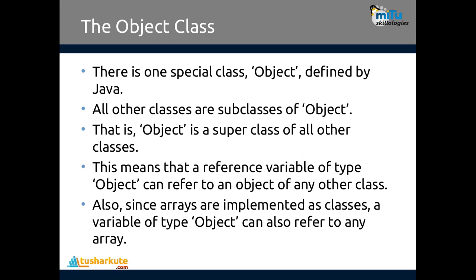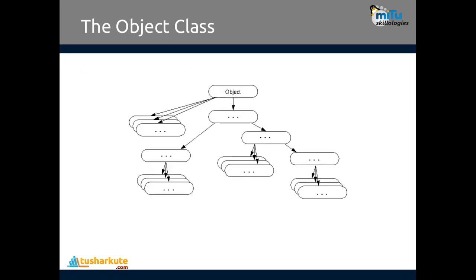Remember, O is capital there, it's the name of the class. It is built in and available in Java's APIs. This means that a reference variable of type Object can refer to an object of any class. Also, since arrays are implemented as classes, everything is a part of Object. This hierarchy is already present in the Java Development Kit APIs. Object is the superclass of all, and all others are connected after Object.